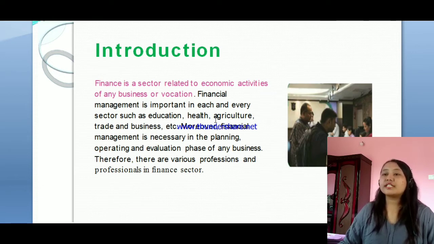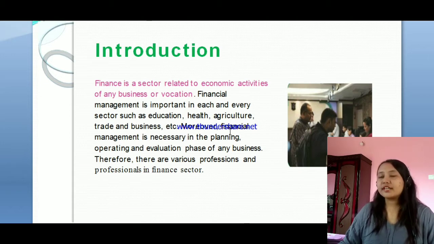Financial management is very important in each and every sector, such as education, health, agriculture, trade and business, etc. Moreover, financial management is necessary in the planning, operating and evaluation phase of any business. So here, what does it mean? Now you need to understand that when there is financial management, then only there will be proper effectiveness of any organization or business to run smoothly.